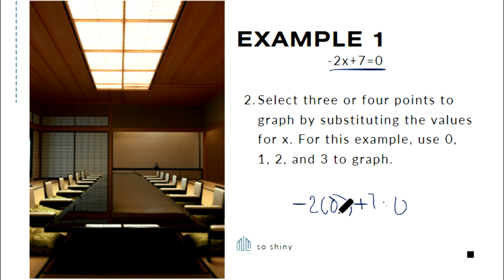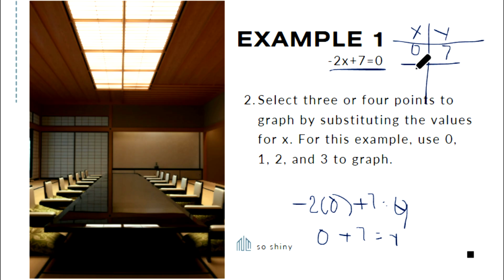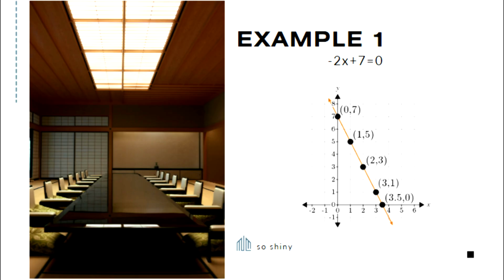Okay? Negative 2 times 0 is 0. Plus 7, our y coordinate, we're setting it equal to y, I apologize, is equal to 7. So our first coordinate, when x equals 0, y equals 7, okay? You would do that for every point, for 1, 2, and 3 as well. Does that make sense? So here you can see we have our 0, 7. Then you'd get your other points, you'd plot them, you draw your line, okay?